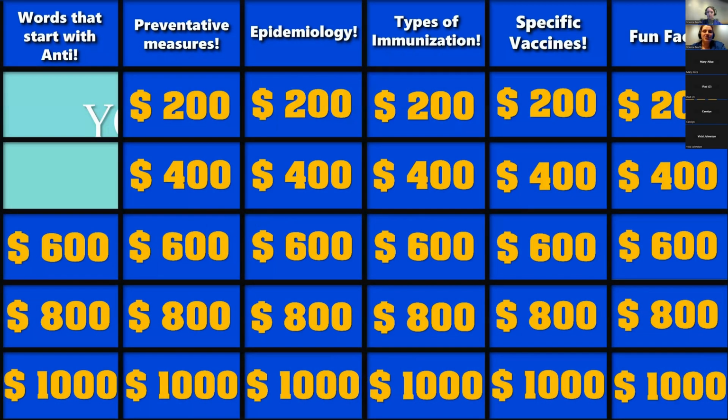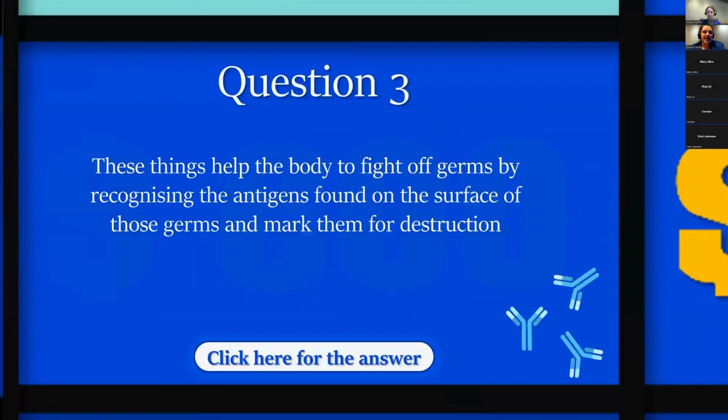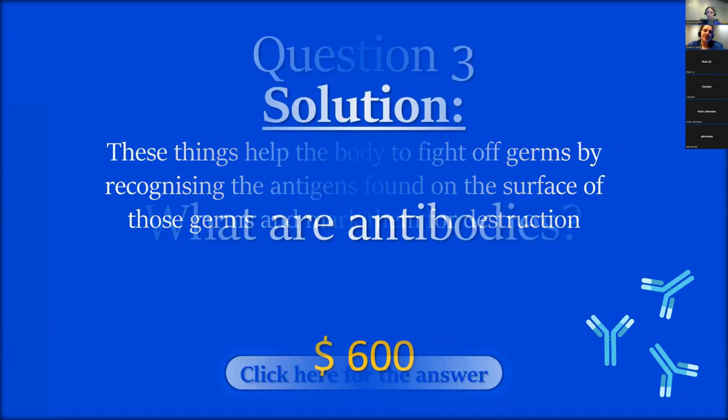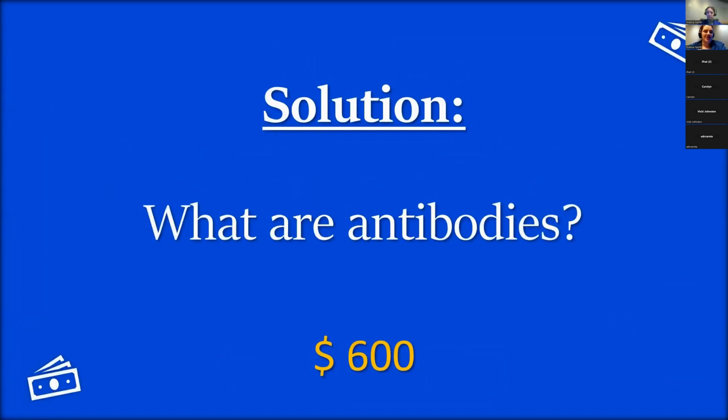On to our $600 question in the words that start with anti category. These things help the body fight off germs by recognizing the antigens found on the surface of those germs and mark them for destruction. So, a couple of hints in the corners if you're a visual person. What are these things that help the body fight off germs? If you answered, what are antibodies? Congratulations. You can add $600 to your total.